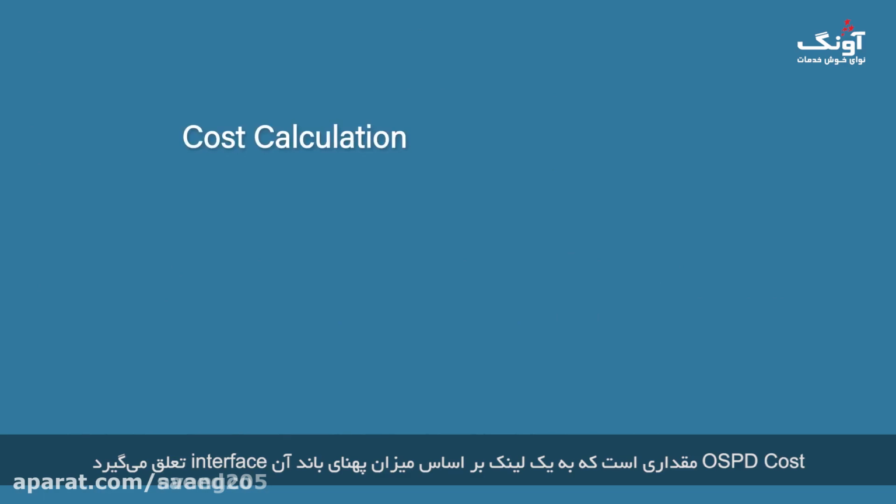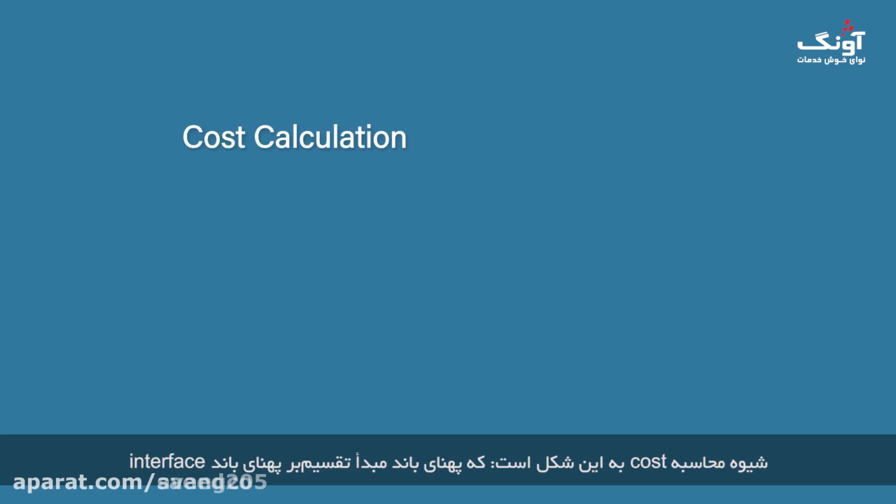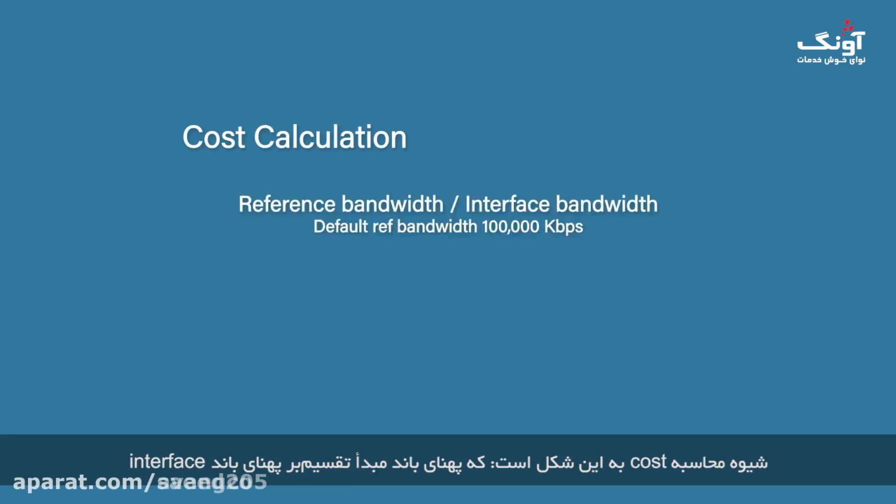Okay, so on to the last step, adding the best routes to the routing table. The way OSPF chooses the best routes is by using a metric called cost. OSPF cost is a value given to a link based on the bandwidth of that interface. The sum to work out the cost is the reference value, which is set on the router itself, and is 100,000 kilobits per second by default, divided by the interface bandwidth.